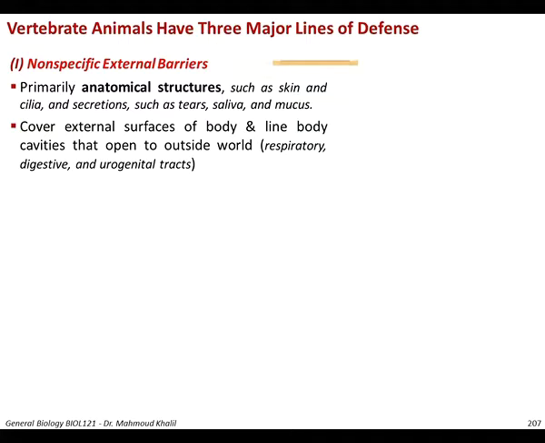Non-specific external barriers, and actually these are the anatomical structures like skin, secretions from the tears, saliva, or mucus. These anatomical structures usually cover the external surface of the body and also line body cavities like the digestive system, the respiratory tract, and the urogenital tract.